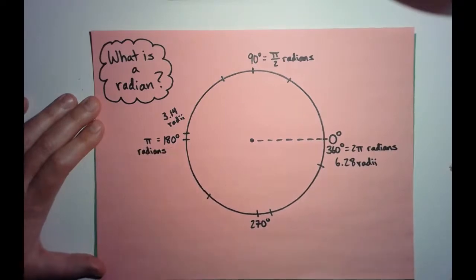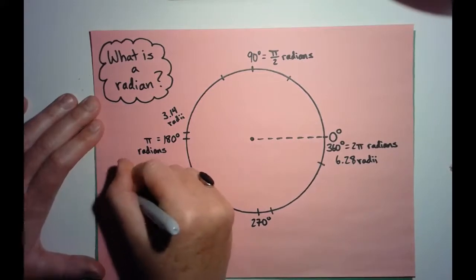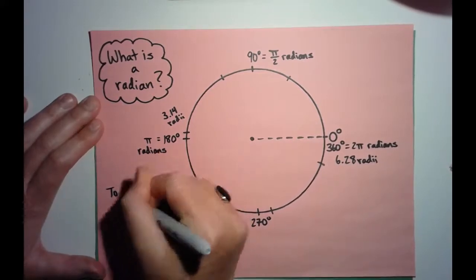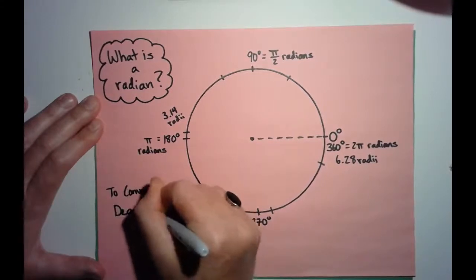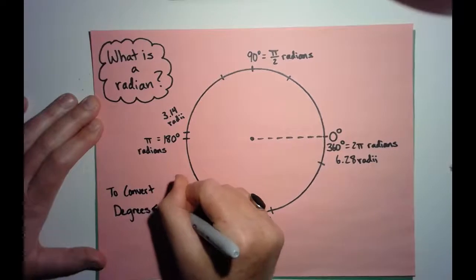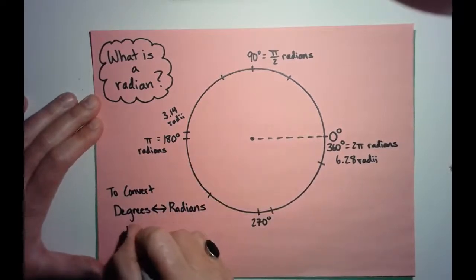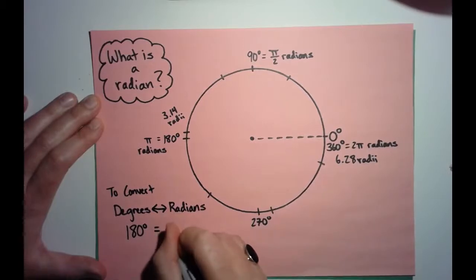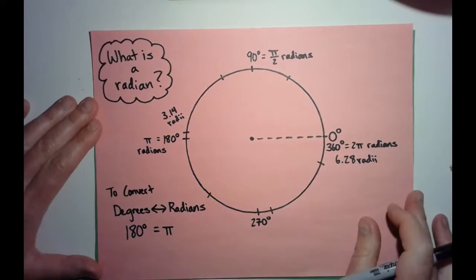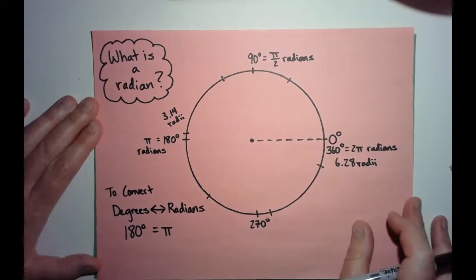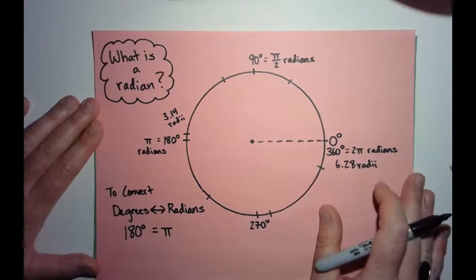And so in order to convert, let's just write this down, to convert degrees to radians, or backwards and go from radians to degrees, we use the fact that 180 degrees is equal to pi radians. So in another video we'll practice how to convert, but this is why we use that conversion factor, and this is what a radian measure means.